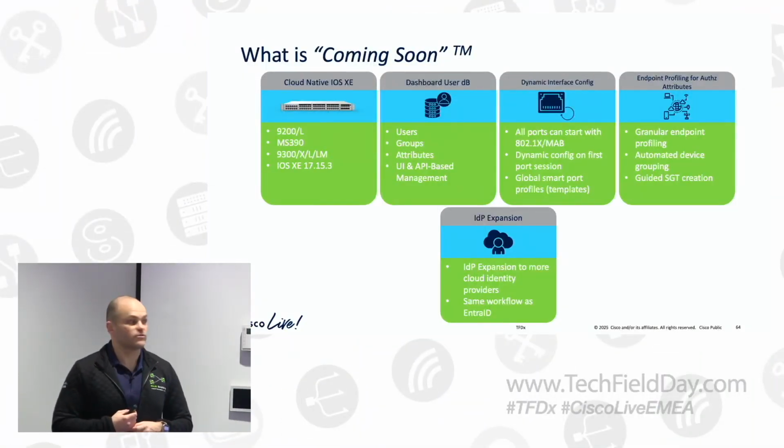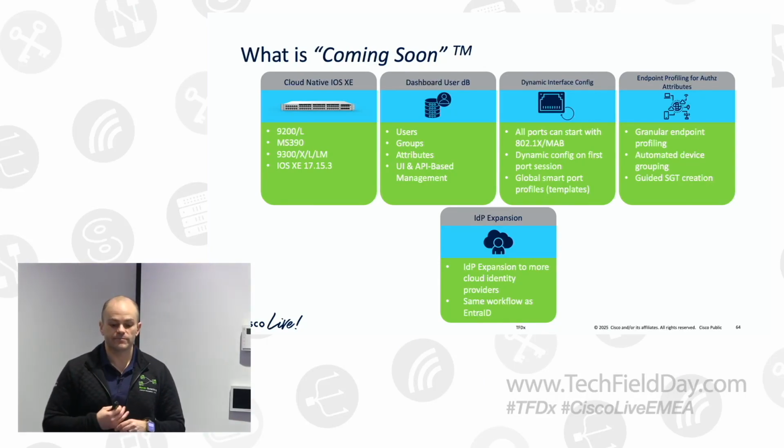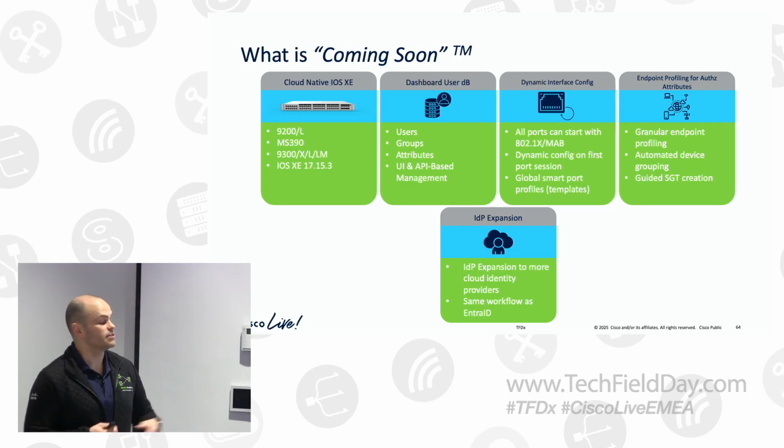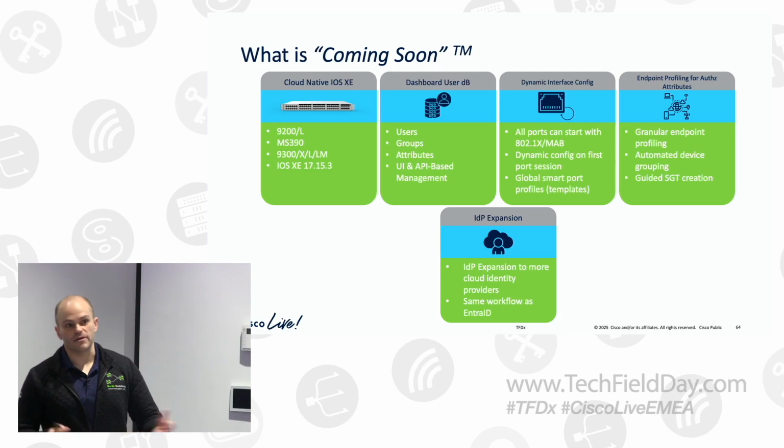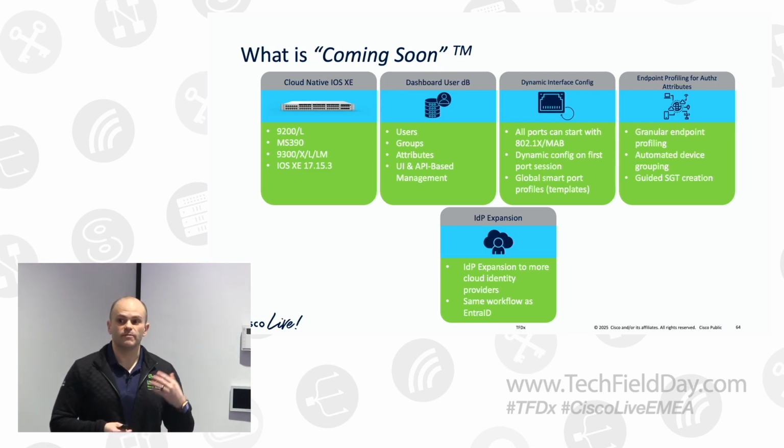Last thing, IDP expansion. Entra ID is just the start. This is being worked on in parallel, to bring in more and more cloud identity providers. The biggest thing is we want to keep it as simple as possible: same workflow, add a new IDP, pull in the accounts, and then be able to have the granular matching of users and groups, et cetera. But that sort of wraps it up.